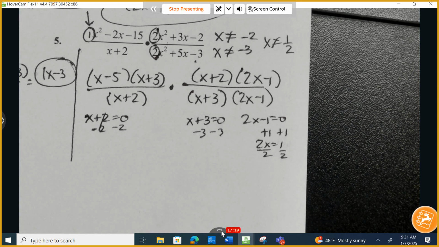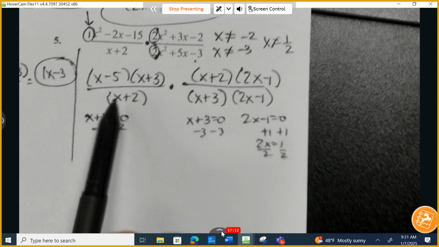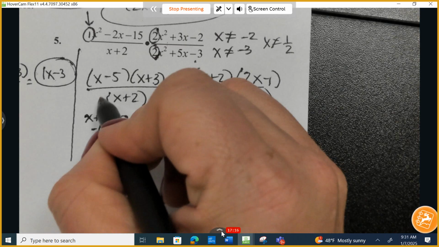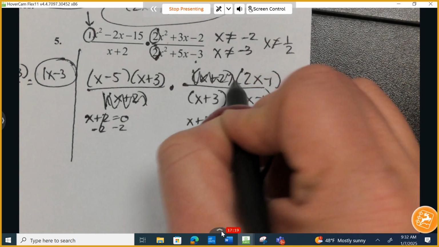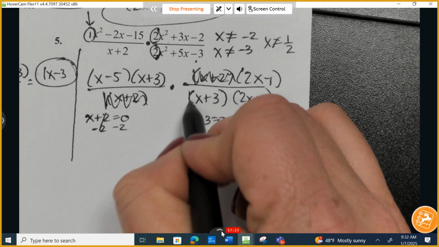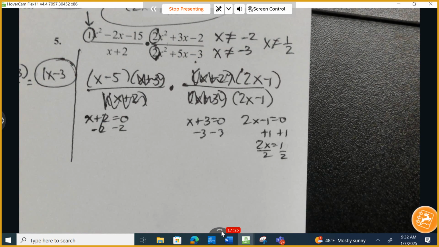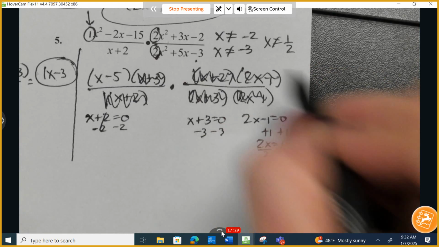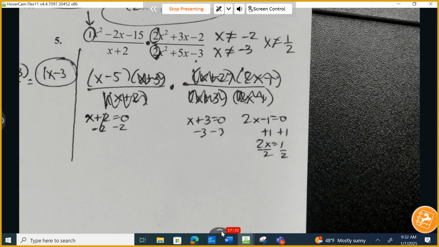I factored. I found out what would cause the denominators to equal 0, and now it's time to do 1 for 1. What on top can I simplify on the bottom? So I start with the x, my x plus 2. Is there any x plus 2's? Yes, there is. So 1 for 1, I'm just going to cross it out. It's done. They simplified to 1. Is there any x plus 3's? Oh, yep, there is. x plus 3 and x plus 3. Done. Is there any 2x minus 1's? Yep. Remember, every one that looks like it's disappeared is really a 1.